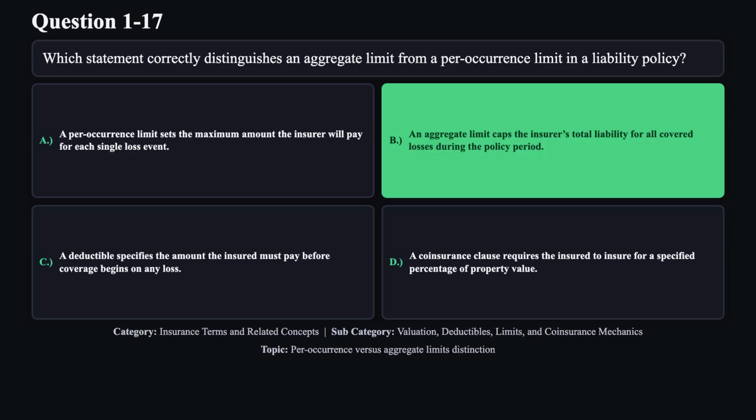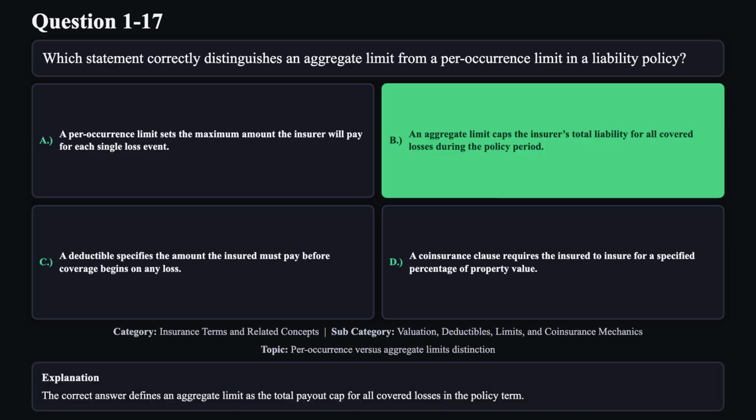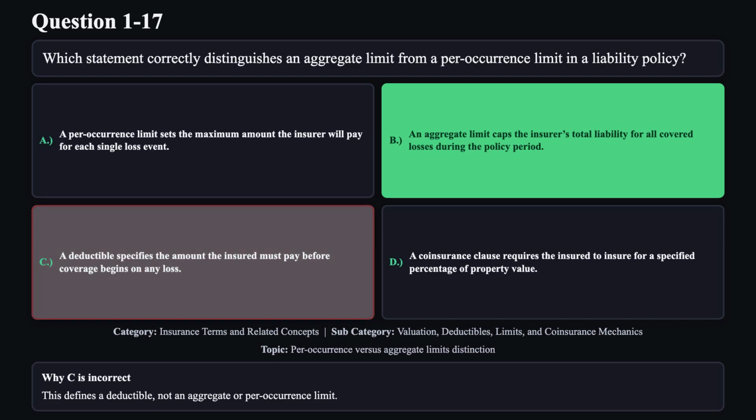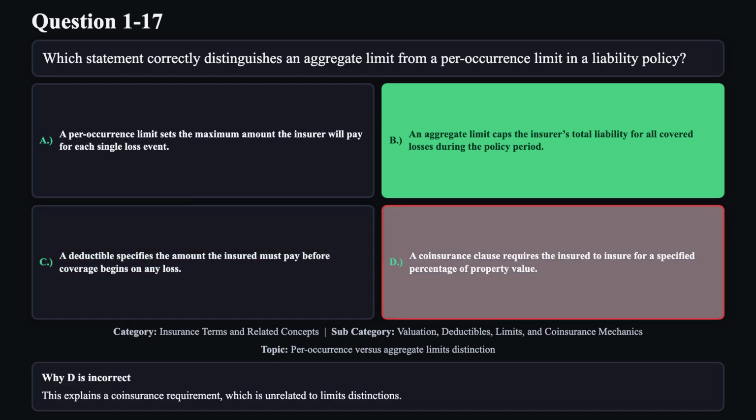The correct answer is B. The correct answer defines an aggregate limit as the total payout cap for all covered losses in the policy term. Reason A is not correct. This describes a per-occurrence limit rather than an aggregate limit. Reason C is not correct. This defines a deductible, not an aggregate or per-occurrence limit. Reason D is not correct. This explains a coinsurance requirement, which is unrelated to limits distinctions.